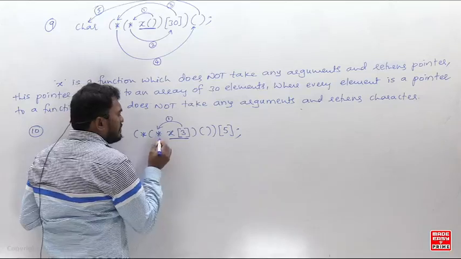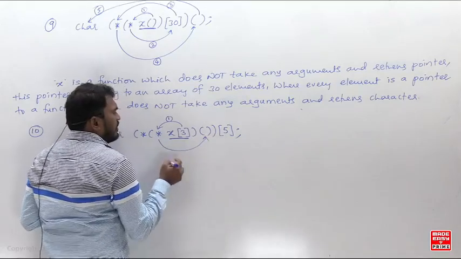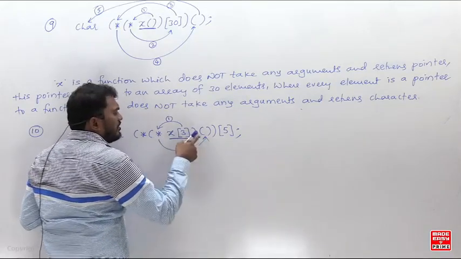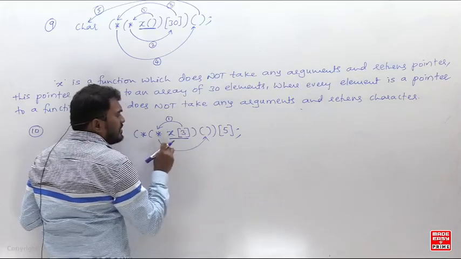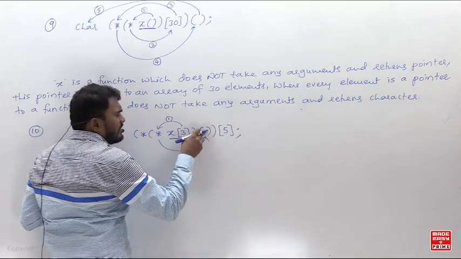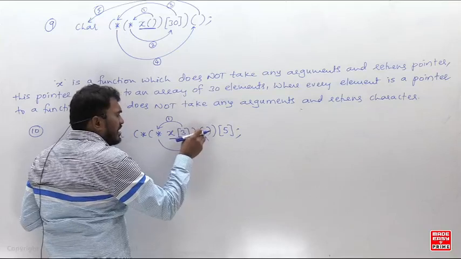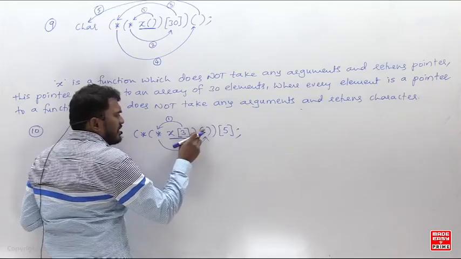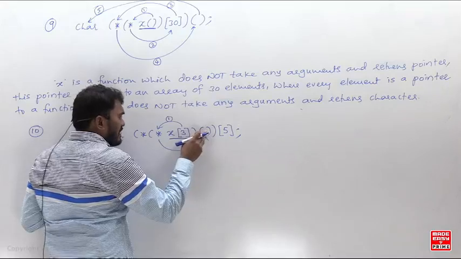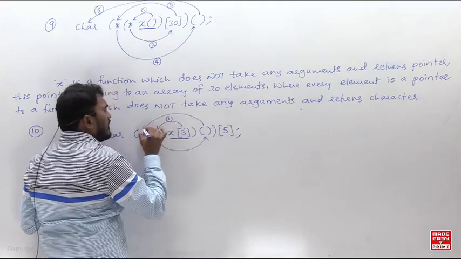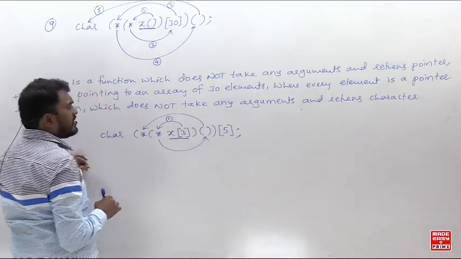So pointer to whom? Pointer to a function. Where every element is a pointer to a function which does not take any arguments. When you say this is the function, it is a pointer to a function. Is it taking arguments? No. Then when you say it's a function, is it returning anything? Yes. This function is returning what? Pointer. That function returns a pointer.